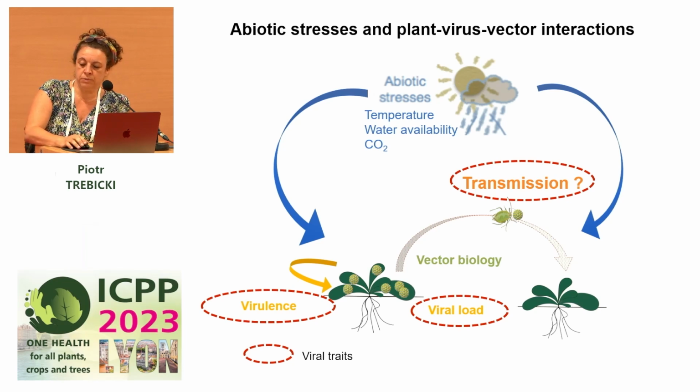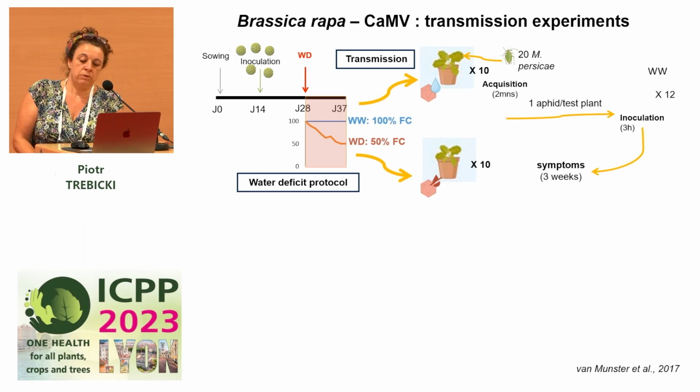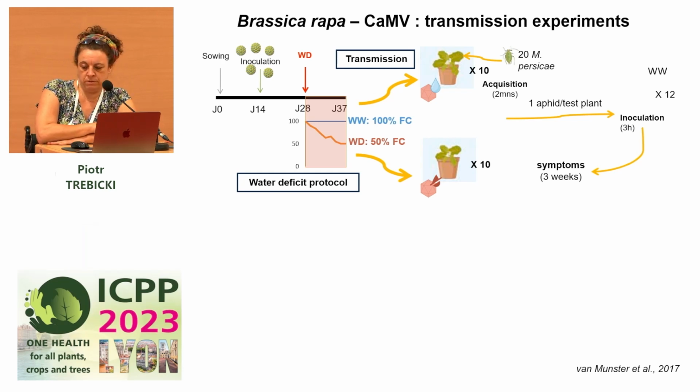So when I started this work, the idea was to settle first a pathosystem with a good water deficit protocol. So I use water deficit abiotic stress. We use Brassica rapa, which is a turnip plant, and cauliflower mosaic virus, and we settled a transmission experiment. What we did in the lab was to inoculate turnip plants mechanically, and after all, settle a water deficit protocol, which was really to stop the irrigation until we reach 50% of field capacity in the pots.